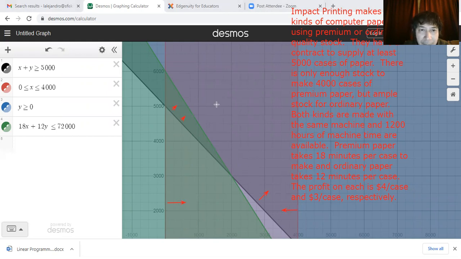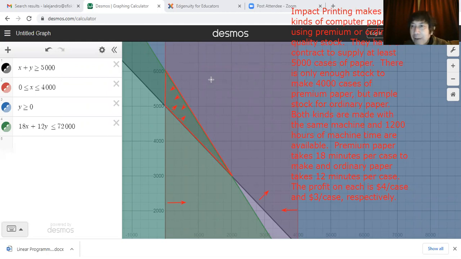Now, for the green, this is actually for the time. This is for the time, right? And so this is less than or equal to 72,000, so the arrow here goes this way. Our feasible region will have to be only this portion. This is our feasible region.